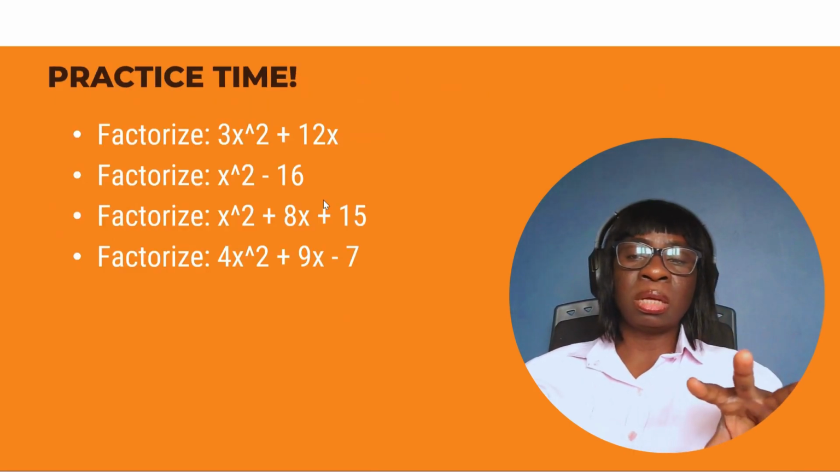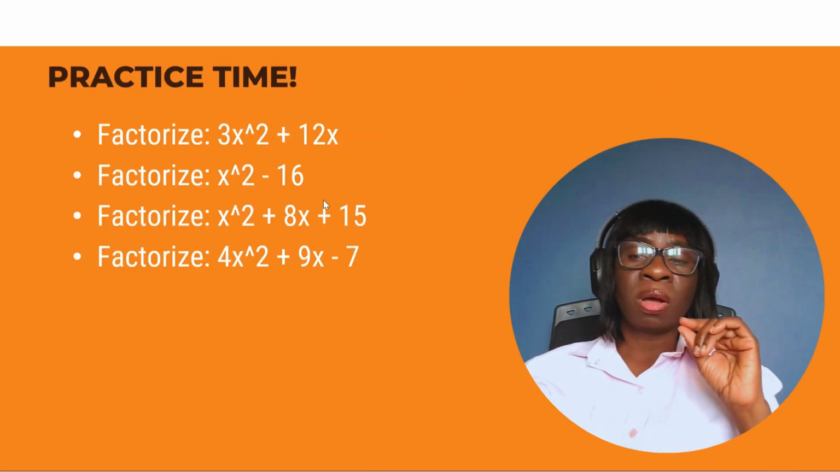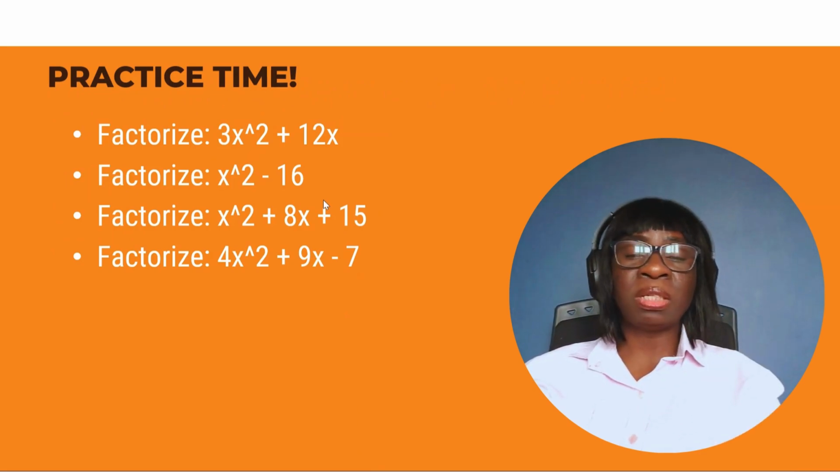What if you cannot find two factors? If you cannot find two factors that will multiply to give the constant and that you will add to give the coefficient of x, that means that expression cannot be factorized. It's not all quadratic expressions that can be factorized. So if you cannot find two factors that you can multiply to give the constant and add together to give the coefficient of x, that means that expression is not factorizable. That means there will be another method to solve it. So you will practice these ones now. You will factorize each of these expressions.